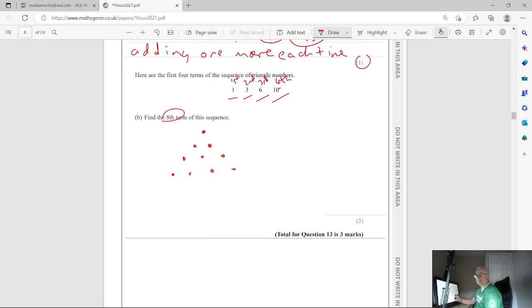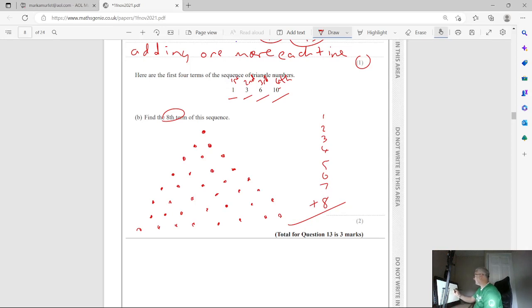We want the 8th term. So it wouldn't take me a lot to carry on the sequence. So the 5th term, I'm adding a row of 5. The 6th term, I'm adding a row of 6. The 7th term, I'm adding a row of 7. And the 8th term, I'm adding a row of 8. So I've got 1, 2, 3, 4, 5, 6, 7, 8. And I'm going to sum those numbers together. 1 dot plus 2 dots plus 3 dots plus 4 dots and so on.